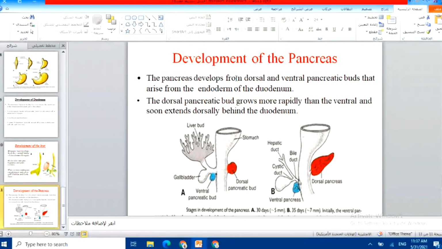And the second point: I want you to know that the dorsal pancreatic bud grows faster than the ventral one. Maybe I will give it as true or false, or as multiple choice to trick you a bit. Just focus that the dorsal one, in the red color, will grow faster than the ventral one. Clear?